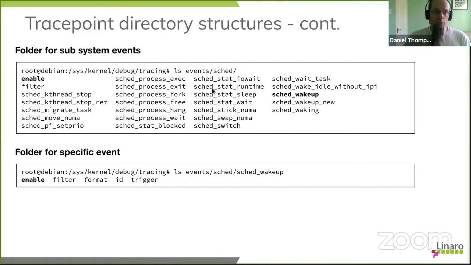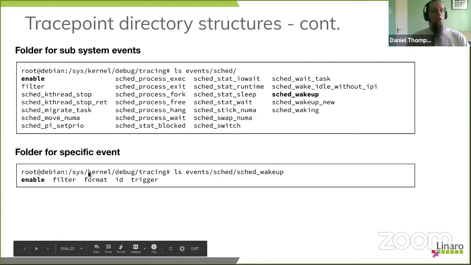So we can look at those with ls. We can go into directories to learn more about them, where again we have an enable. So we have 3 levels of enable. We can enable everything, we can enable everything in a category, and we can enable specific individual trace points if we so wish. There are also other files there, but I will mention them now because I can't remember when these come up next.